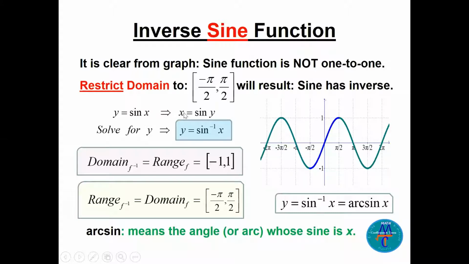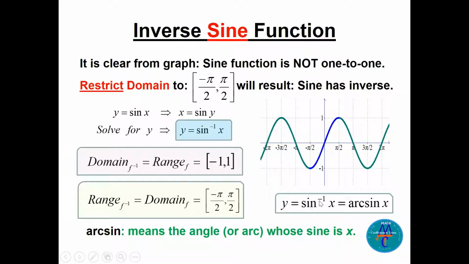To find the inverse, we interchange x and y, so x will be sine of y. Let's solve for y. So we can write y equals sine inverse of x. This is the way we read it. Now the domain of the inverse here is minus 1 to 1. From where do we get that? From the range of f, because you know the range is minus 1 to 1. The range of f inverse will be minus pi over 2 to pi over 2. That's in the inverse. It's coming from the domain, which is the restricted domain.